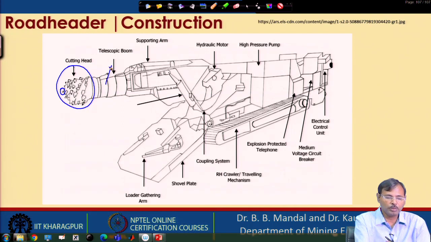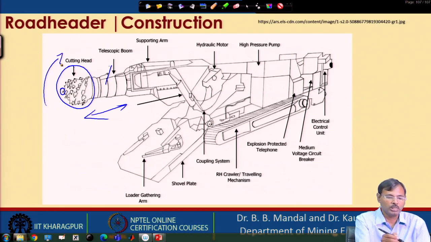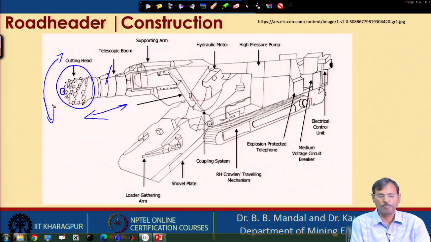Then there is a telescopic boom which can move in front direction, and there is another provision where the telescopic boom can be rotated in any direction also. The boom is supported with a supporting arm, then the hydraulic motors and pumps are available. The important part is that a gathering arm is automatically provided in the road header.